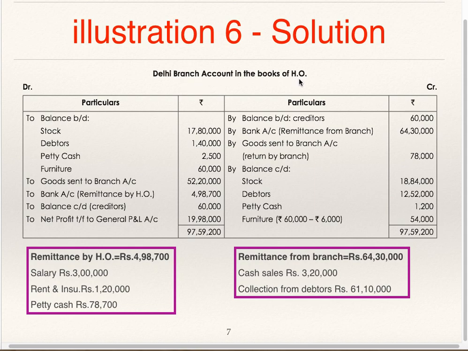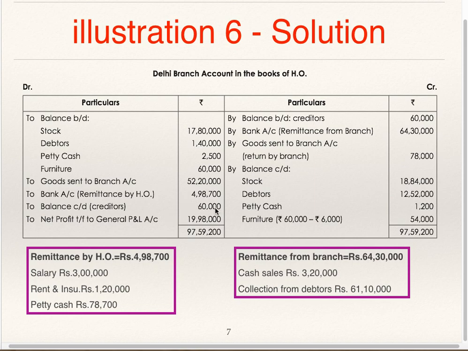Delhi branch account in the books of head office. To balance brought down. Just now we have seen all these opening balances. To goods sent to branch. To remittances. This is the addition. Salary, rent and insurance and petty cash 498,700. To balance carried down.